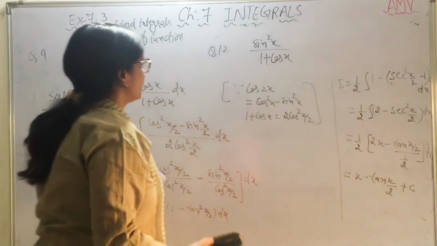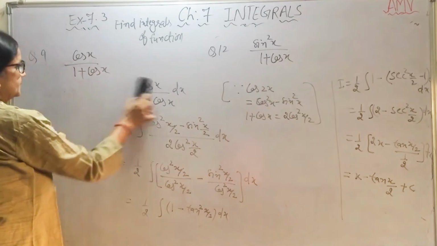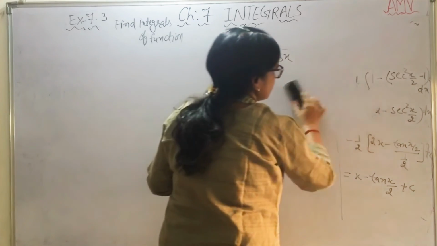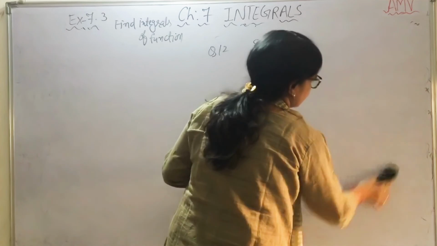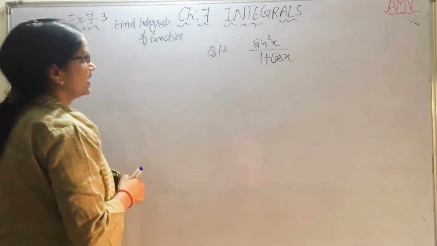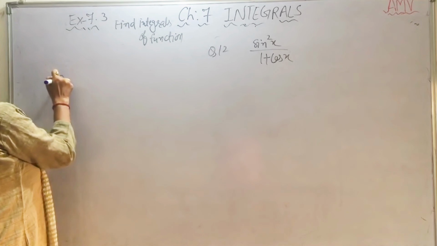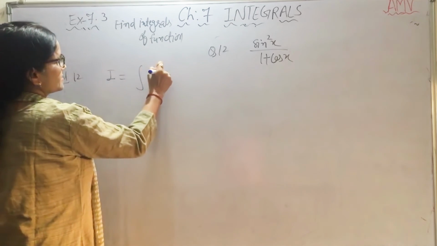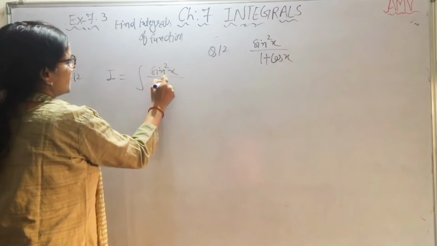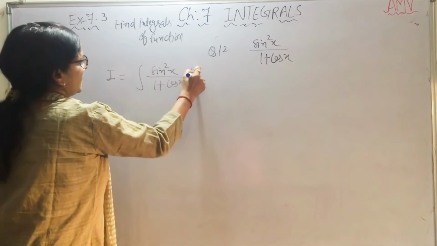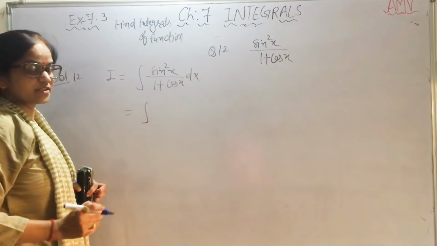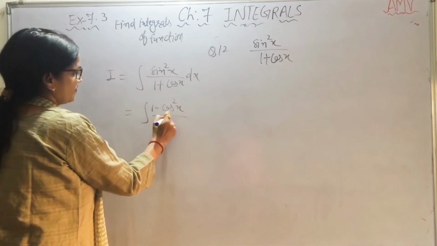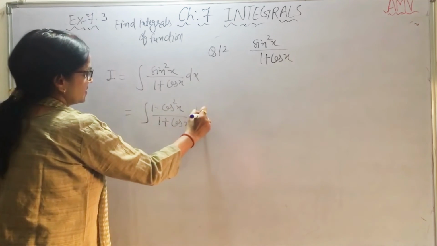Let's move on, students, to question number 12. All the questions in this exercise are simple. First you only have to apply the identities. Now question number 12. Here I is equal to sin square x by 1 plus cos x dx. Sin square x is 1 minus cos square x. Here 1 plus cos x dx.